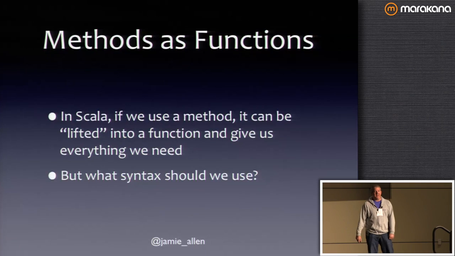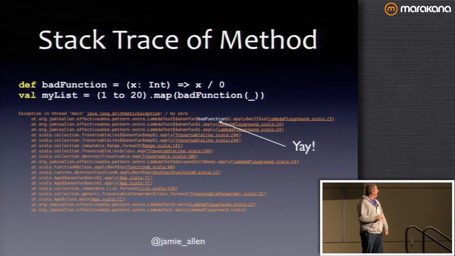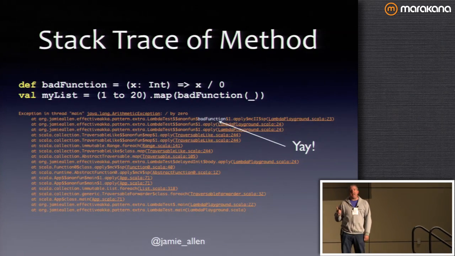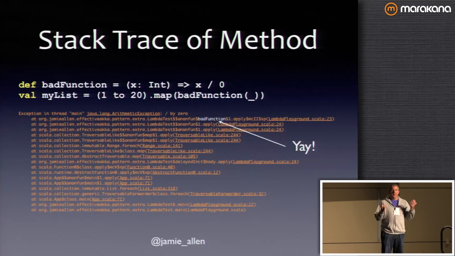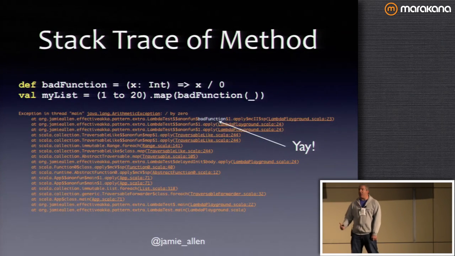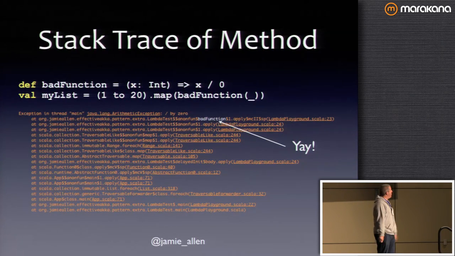We want to use methods as functions. In Scala, if we use a method, it can be lifted, just like I was saying. But what syntax do we use in order to make this work? Here I have taken my previous function, this bad function, which is going to do the, for every value divide by 0, and obviously it's going to blow up. All I've done is change what was a val to a def. And in Scala, that means it is now a method, as opposed to being a stable, immutable value. Now, if I look at my stack trace, I do see bad function. This is good. Now I have something that tells me where the error occurred, not just with the source line number, but also with the name of where the code is that caused the problem.